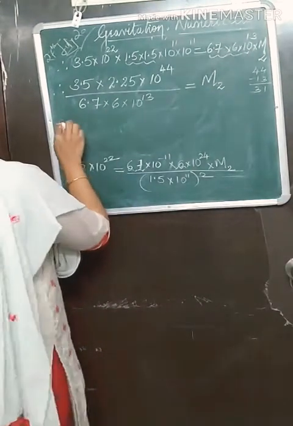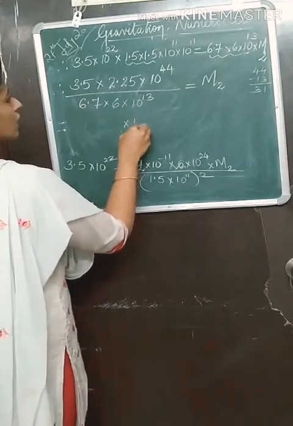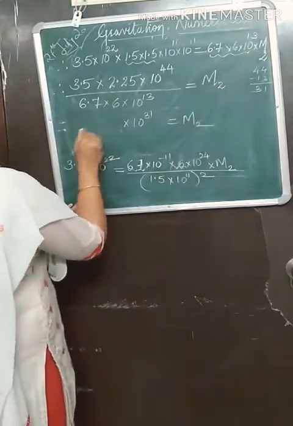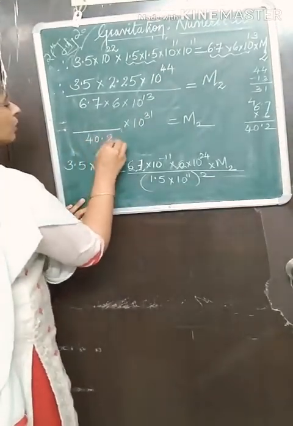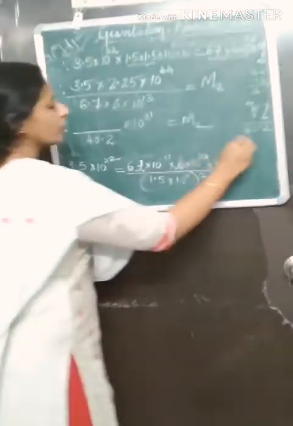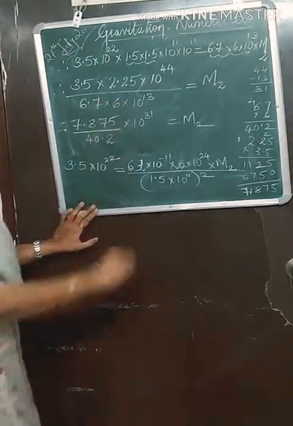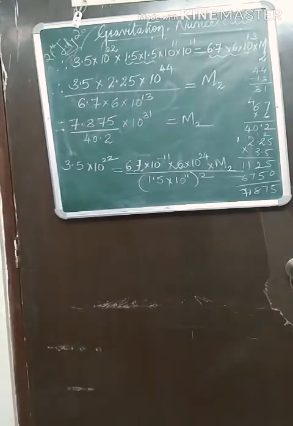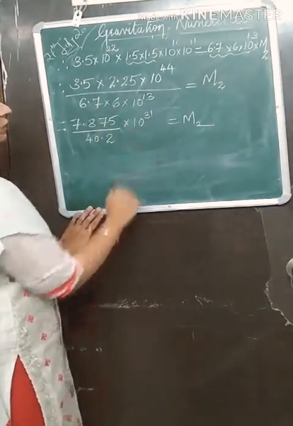So therefore, into 10 raised to 31 is equal to m2. And down we have 6.7 into 6, multiply, 40.2. And up 2.25 into 3.5 is 7.875, into 10 raised to 31, upon 40.2. It's 7.875 upon 6.7 into 6, we got this, into 10 raised to 31.